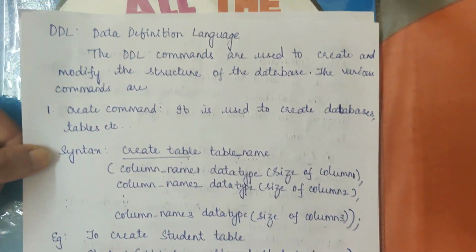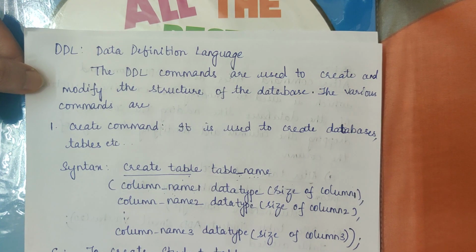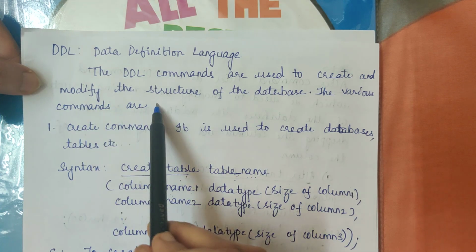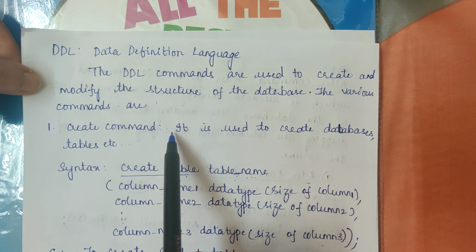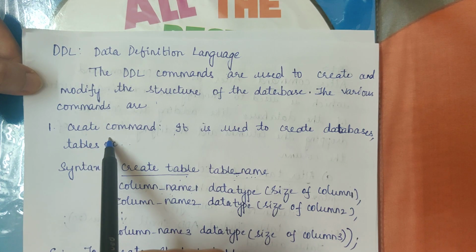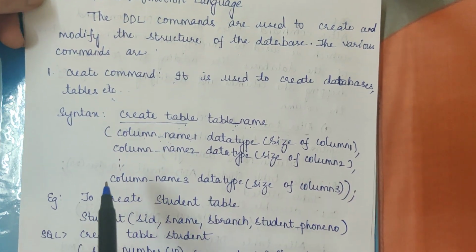So DDL, the full form is data definition language, and as I already told you, it is mainly used to create and modify the structure of the table. The various commands are create, alter, etc. Create command, the name itself suggesting create. It is used to create the databases and tables. The syntax is as follows.